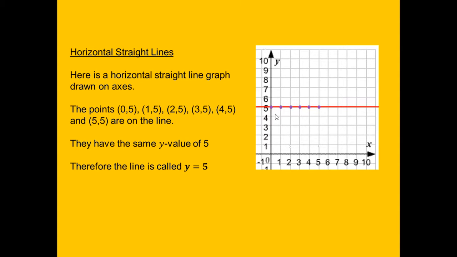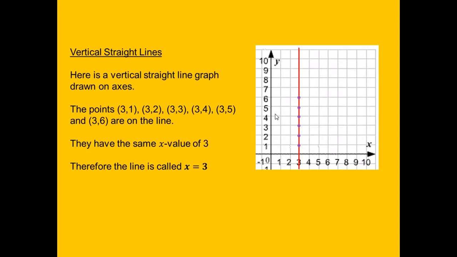What do all of these coordinates have in common? They all have in common the y coordinate of 5. Therefore, we can name this line y is equal to 5. Does that make sense? The reason why that line is called y is equal to 5 is because any point on that line, its y coordinate in particular, would be 5. And that's why we call it y is equal to 5.